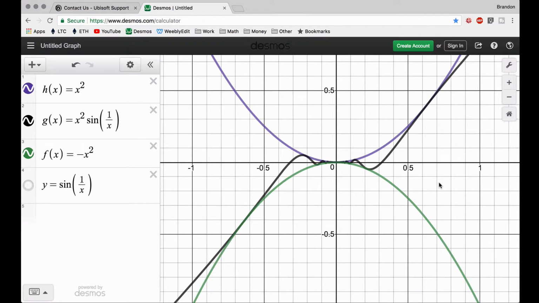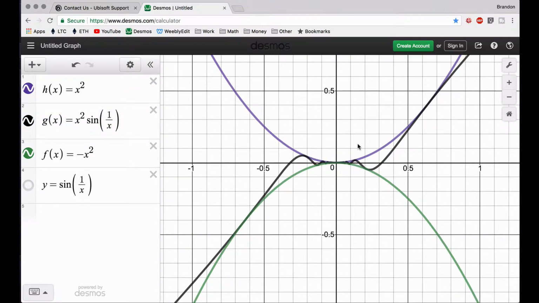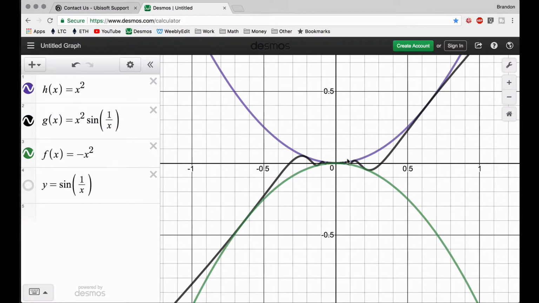Now, ultimately, what we're going to be doing by the end of this example is I'm going to show you how this function g of x, this black curve, is sandwiched or squeezed in between this blue curve and this green curve. I'm going to show you how we can apply the squeeze theorem to say that the limit as x approaches 0 for this function is going to be 0 in this case. Let's go ahead and have a look.